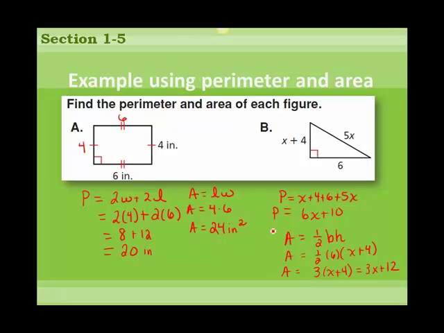And again, I should put my units. The units here, because we don't know what the units are, we can just put units. And the area here, we can just put units squared. Sorry to squeeze that in there, but I'm running out of room.